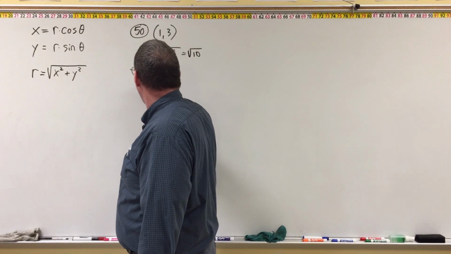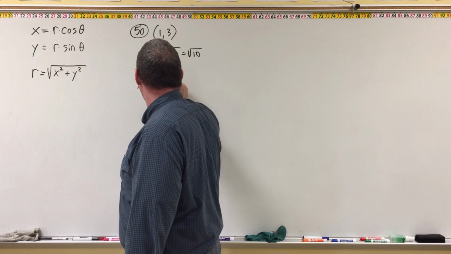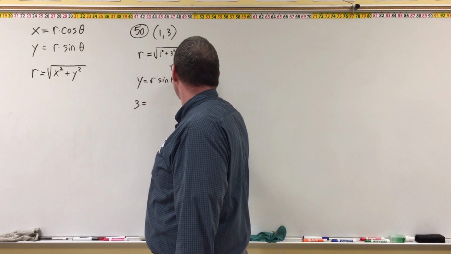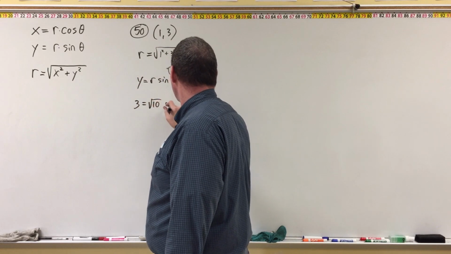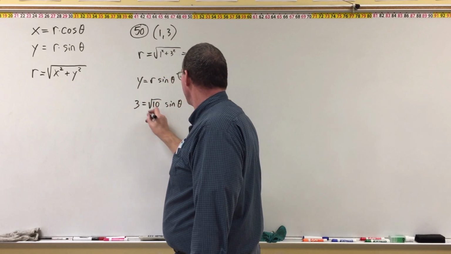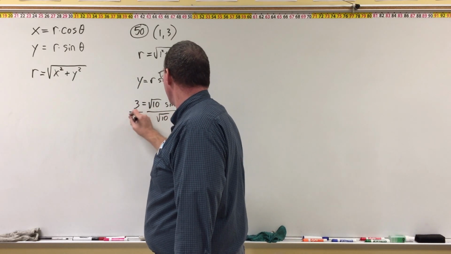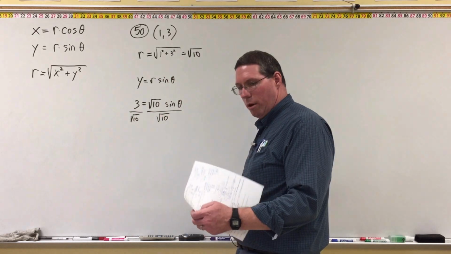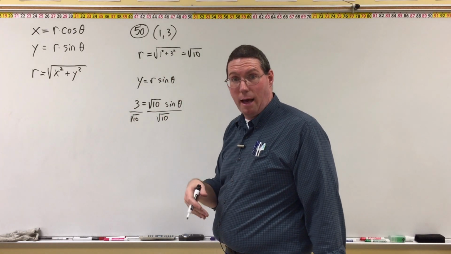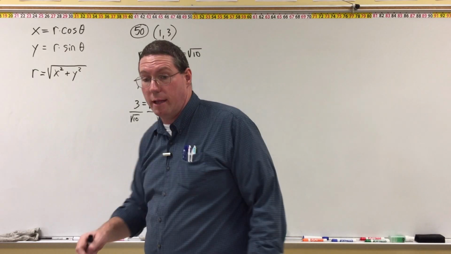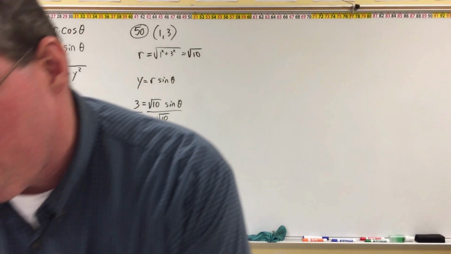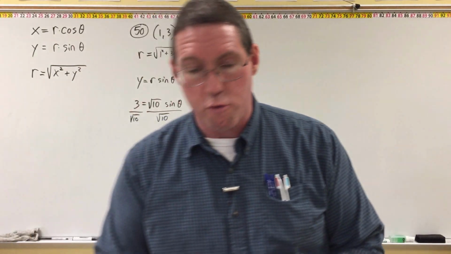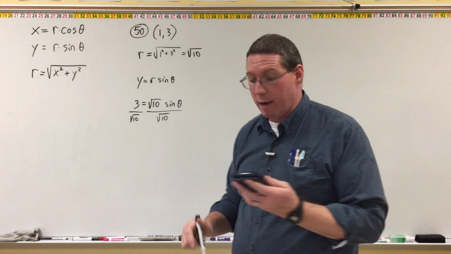So we'll use y is equal to r sine of theta. Okay? So the y is 3, radius is square root of 10, and then sine of theta. So the first thing we're going to do is divide by the square root of 10 on both sides. Divide by the square root of 10. And now, doesn't this look a lot like one of the questions on the first page where we had to solve using a calculator? And so we are going to solve using a calculator, and we want to make sure that our calculator is in radian mode. So make sure your calculator is in radian mode. Mine says rad at the bottom here, so I know that it's in radian mode.